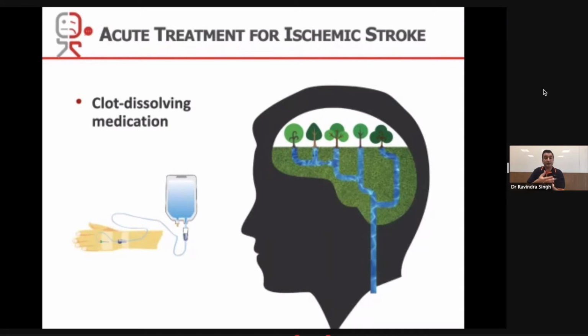3.5 hours, you get good outcome as per the studies. 4.5 hours, you get fair outcome. So come early so that we can detect the problem early and we can fix it early for you.